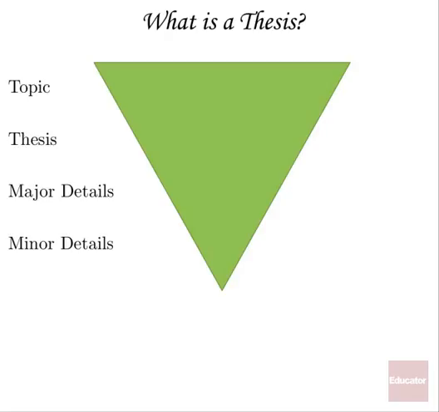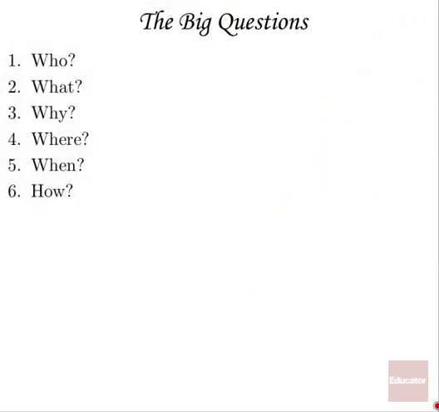So, here's our triangle one more time. We've got the topic, we've got the thesis, and so now we're going to be concentrating on the major details and the minor details. These are more specific than the thesis, although they always relate back to the thesis. If you remember, the minor details support the major details, and the major details support the thesis. So, how do major details and minor details support the thesis? Well, they support the thesis by answering important questions like who, what, why, where, when, and how.